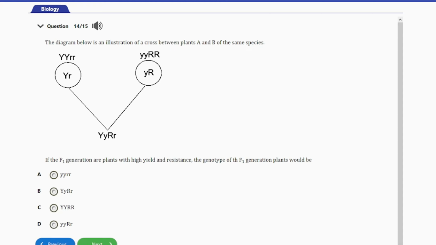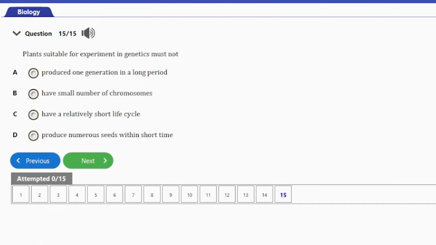So it says here, if the F1 generation are plants with high yield and resistance, the genotype for F1 generation plants will be, so guys, the option here that shows the feature of being both high yield and resistance, where Y is the high yield and R is the resistance, it would be option B here, and that's the answer to this question. So let's consider the next and the last question.